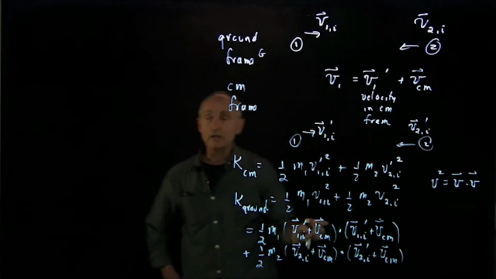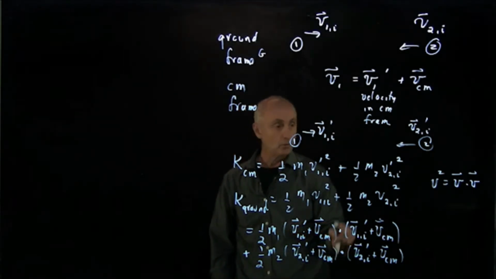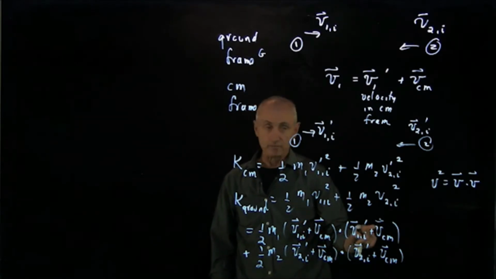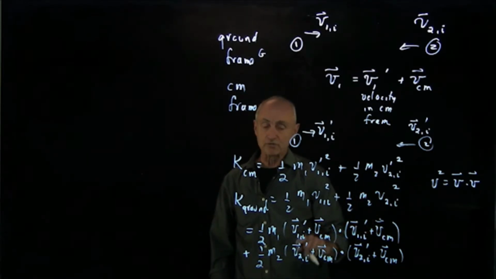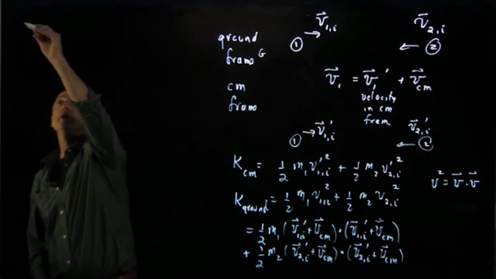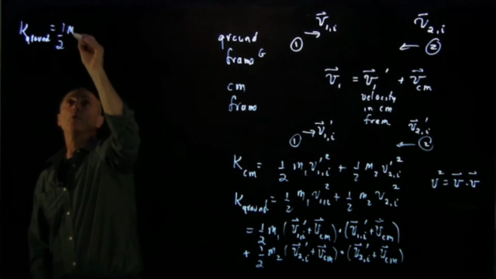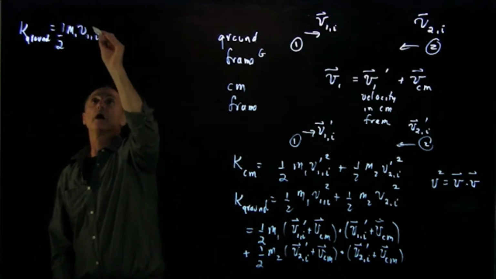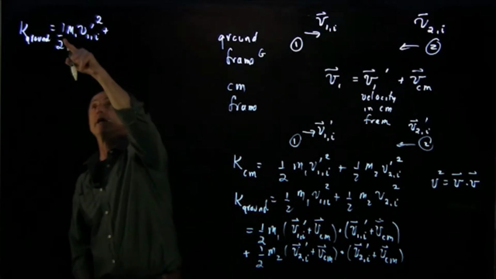Now, when you take a dot product, remember there are four terms here. There's v1 prime dot v1 prime, which is just v1 prime squared. There's v center of mass dot v center of mass, so that's v center of mass squared. And then there's the cross term, and because they're identical, there's a factor of 2, and it will be repeated below. So the kinetic energy in the ground frame is 1/2 m1 times v1i prime dotted with itself, that's v1i prime squared. We have the cross term, which is a factor of 2, which will cancel this 1/2.